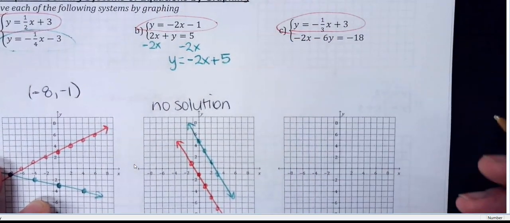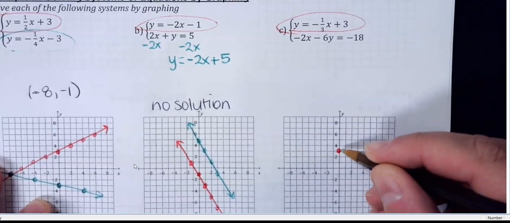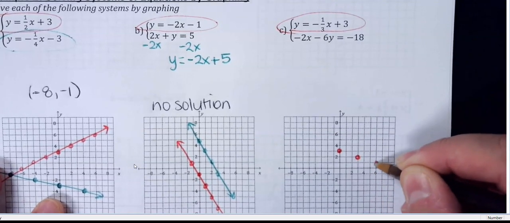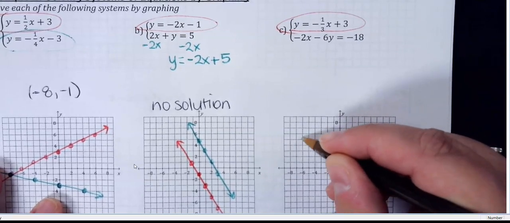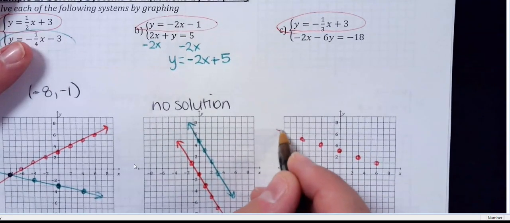Y equals negative 1/3 x plus 3, so I'm going to start on 3 on my y-axis and just go down 1 over 3 to the right. Or you can go backwards, you can go up 1 and over 3 to the left. Just one of those directions is negative. That ensures I get a negative slope.